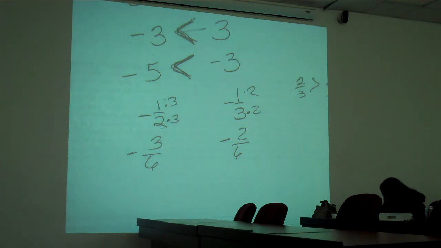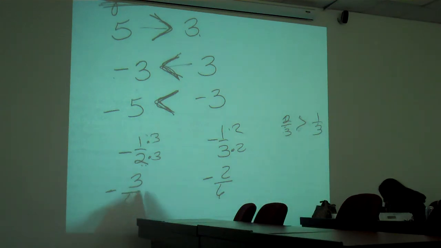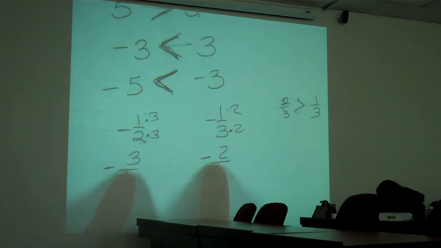If that was positive, it'd be real easy. 2 is that direction from the 1. But think about the negative 3 and the negative 2. You can just kind of ignore the bottoms now. On a negative 3 and a negative 2, which direction do you go? The negative 3 is to the left, right? So this will be to the left, or less than.